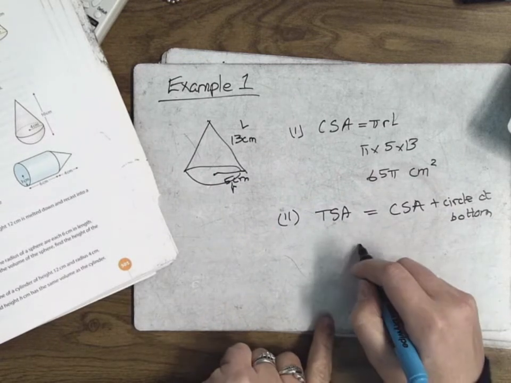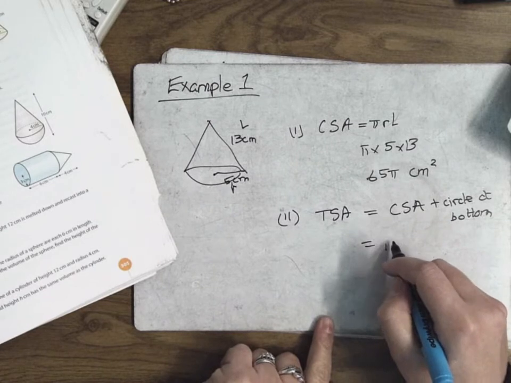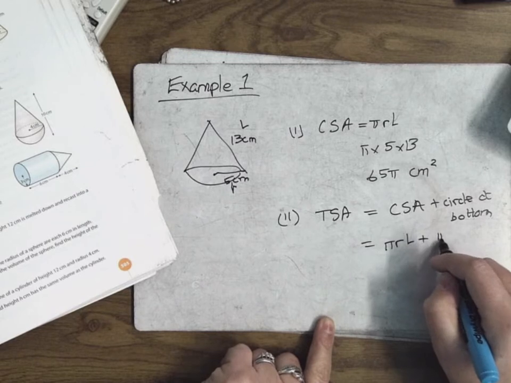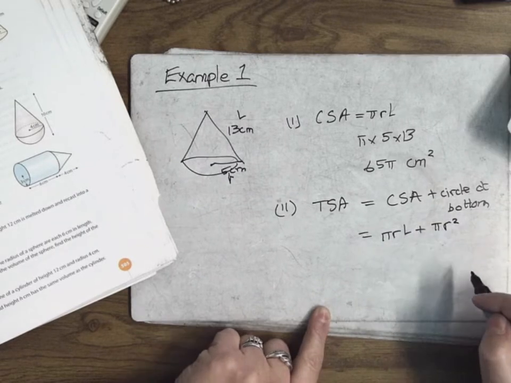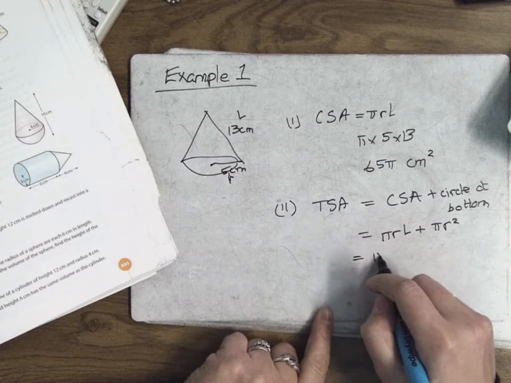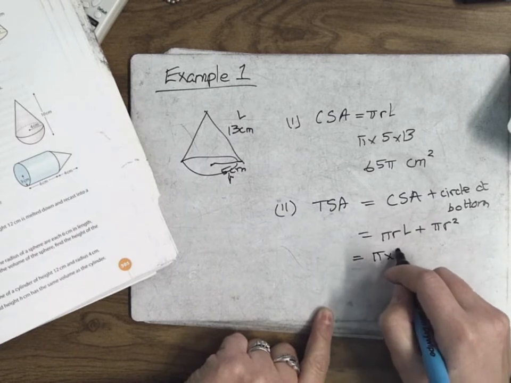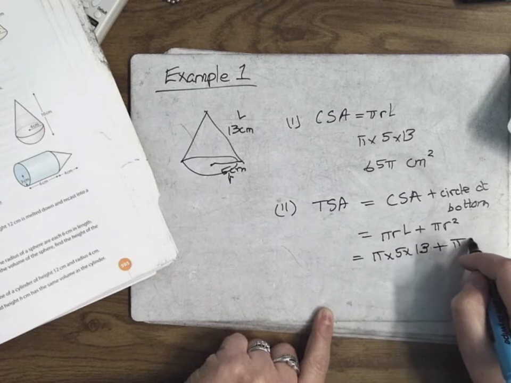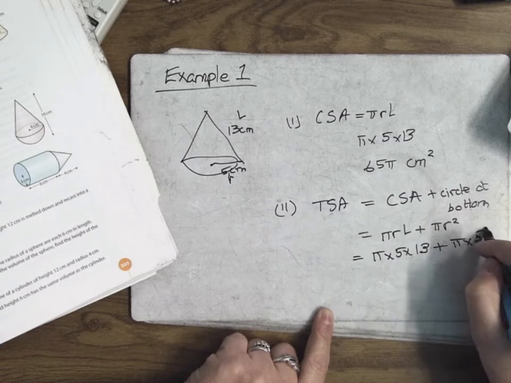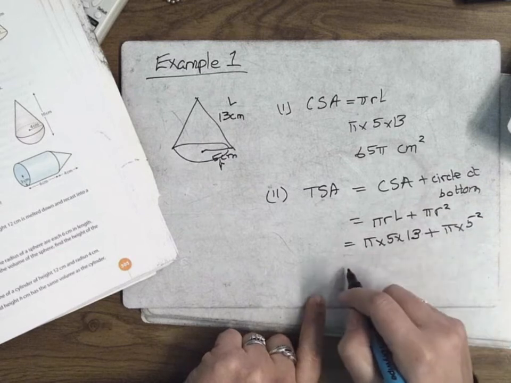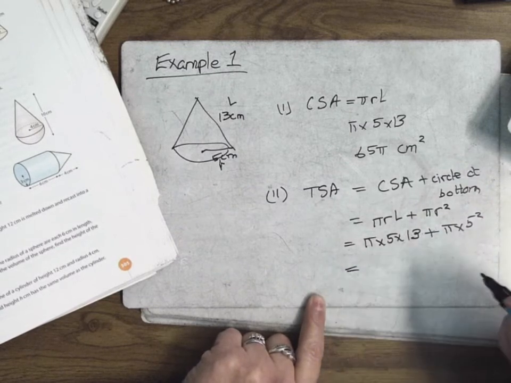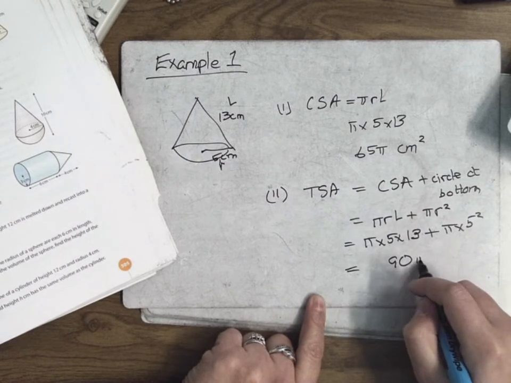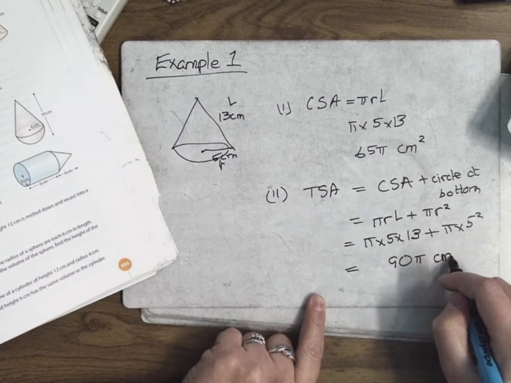So that would be pi RL for the curved surface area, plus the area of a circle is pi r squared. Okay? Pi RL I just done, but I'll just fill it out again. So it's 5 by 13. Add pi multiplied by the radius squared, which is 5 squared. So into the calculator with that, and press equals, and you'll end up with 90 pi centimeters squared.